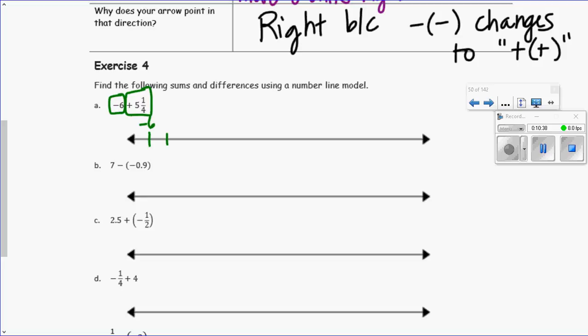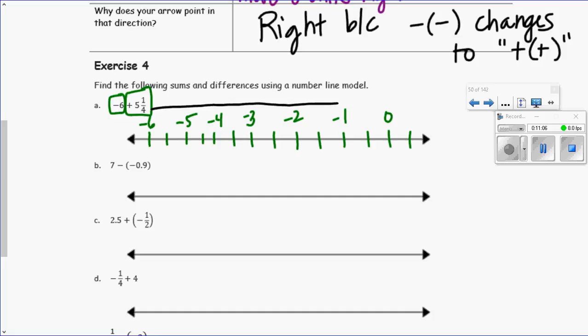Now what I want to do is skip some, so that it's not so crowded. So when we number it, let's go by halves. So -4, -3, -2, -1, 0. I think it's a little easier to see the in-betweens of all those. So if I go 5 1/4 to the right, 1, 2, 3, 4, 5. So I'm already at -1, which makes sense because -6 plus 5. I need to go another quarter.